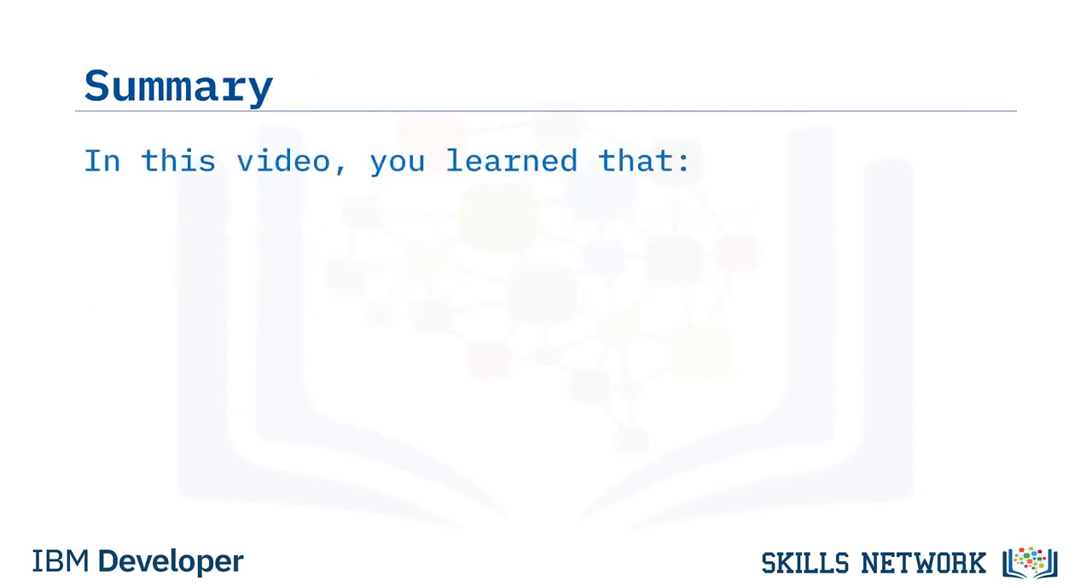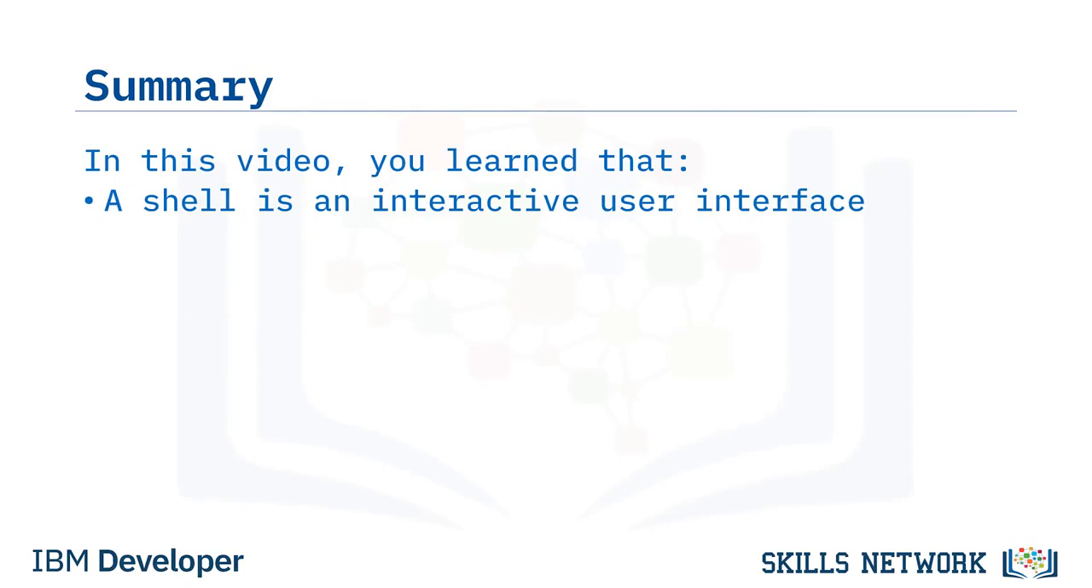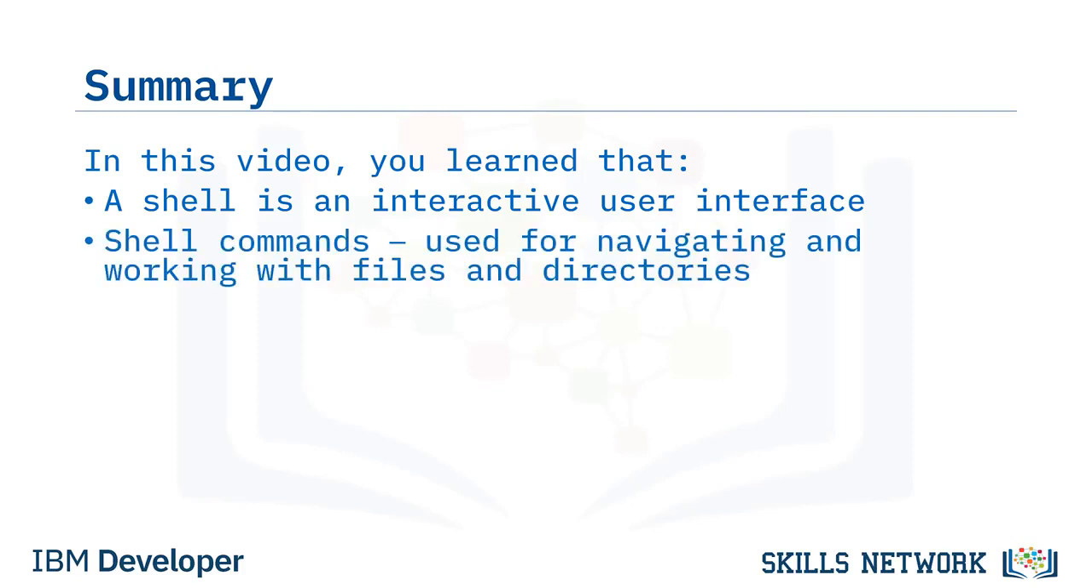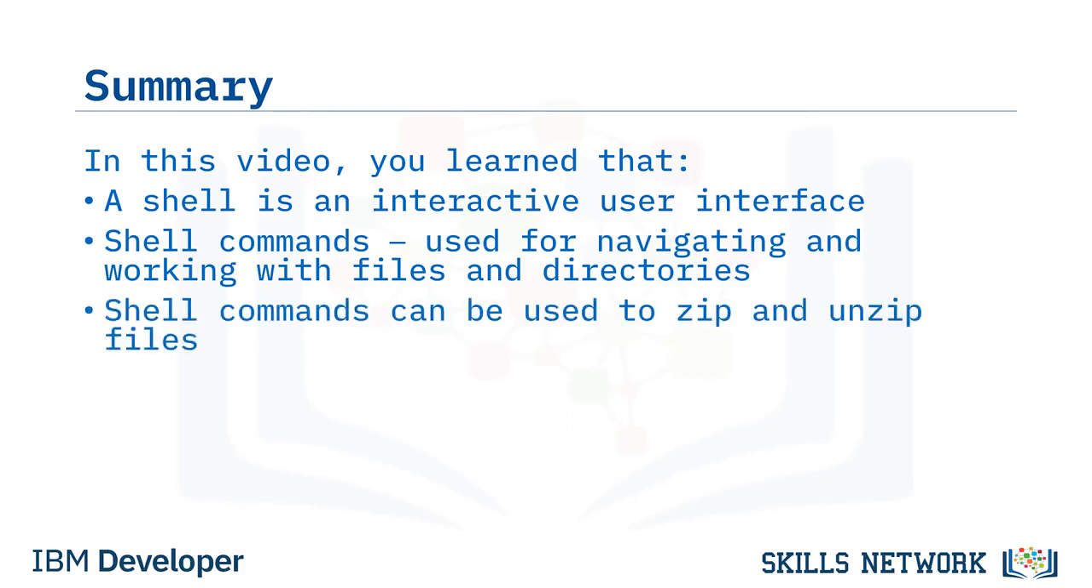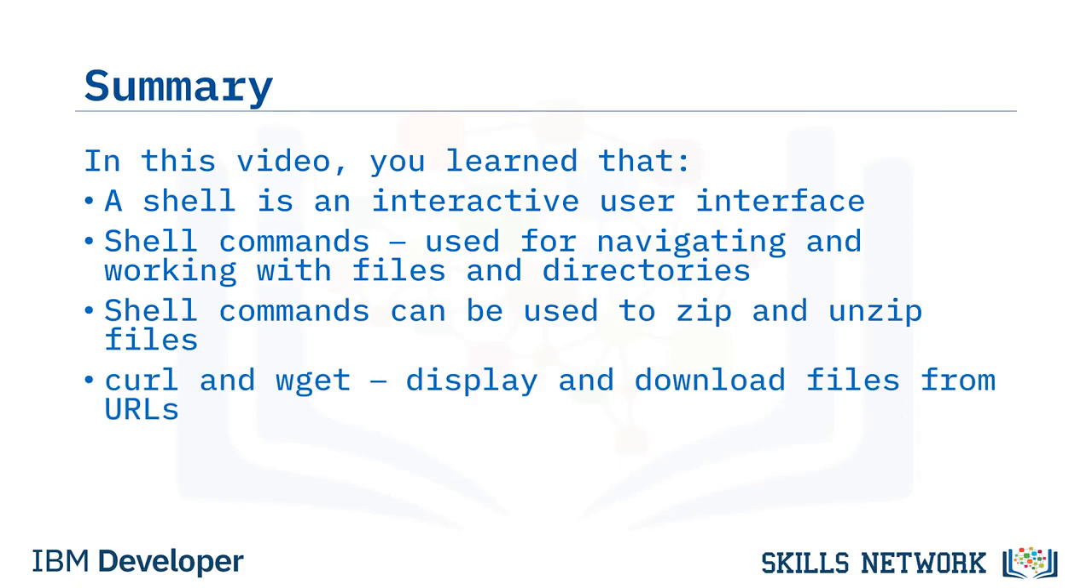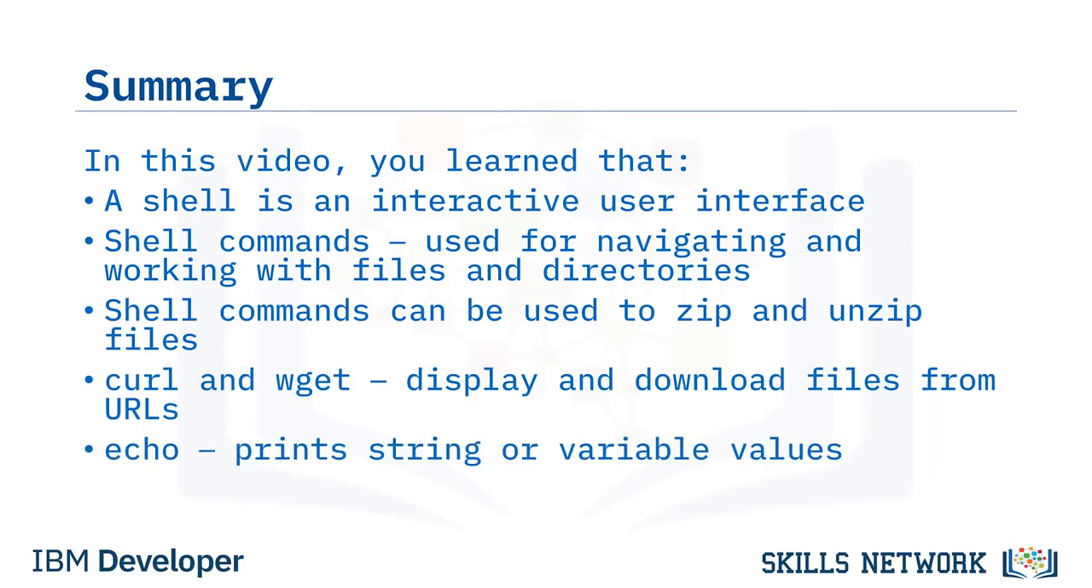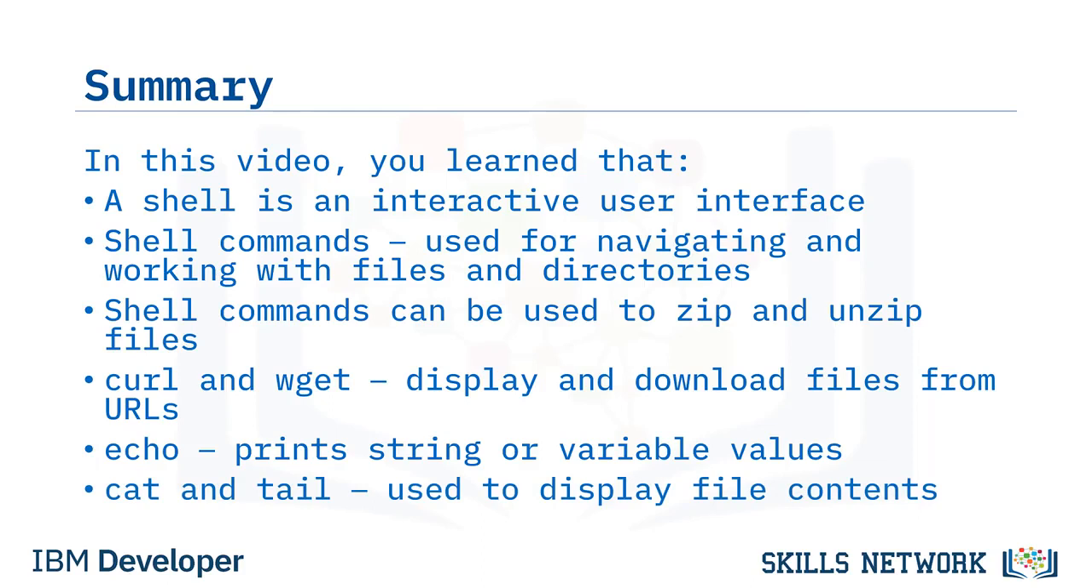In this video, you learned that a shell is an interactive user interface for running commands, a scripting language, and an interactive language. Shell commands are used for navigating and working with files and directories. Shell commands can be used for file compression. The curl and wget commands, respectively, can be used to display and download files from URLs. The echo command prints string or variable values. And the cat and tail commands are used to display file contents.